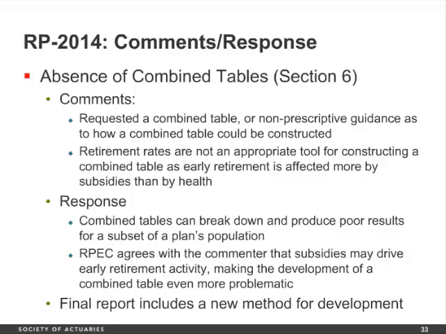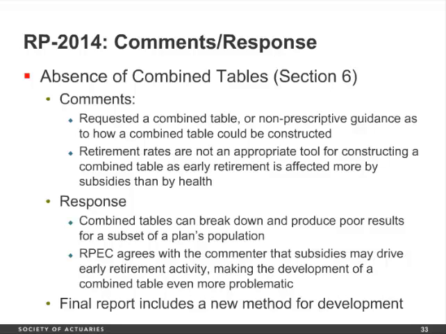But if it's necessary to create a combined table, we changed, in the final report, the process that we suggest be considered to put together a combined table. You should look at the proportion of your population that is retired versus employed at that overlap between the annuitant and the employee ages, and take that into account when you're deciding what mortality rates should apply during that overlap period.